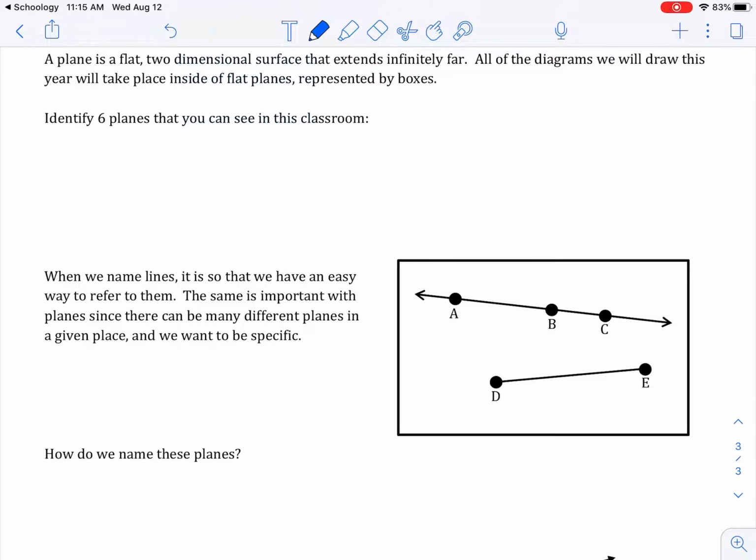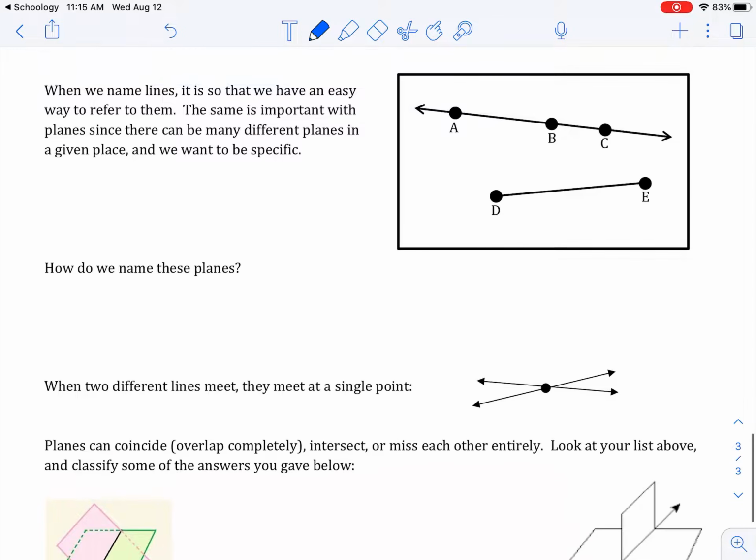I will tell you right now what I see in the classroom. I see my desk, I see your desk, I see the wall, I see the ceiling, I see the floor, I see the blackboard, I see the whiteboard, I see my iPad, I see my computer laptop, just the screen. These are all planes. Okay, next one.